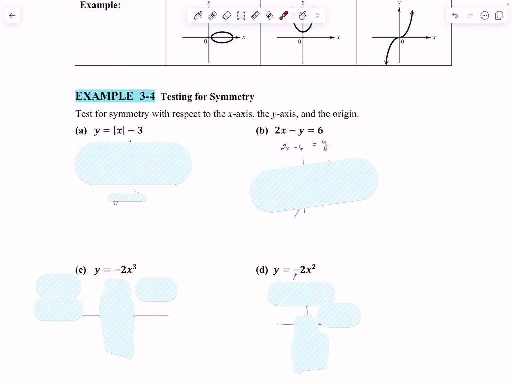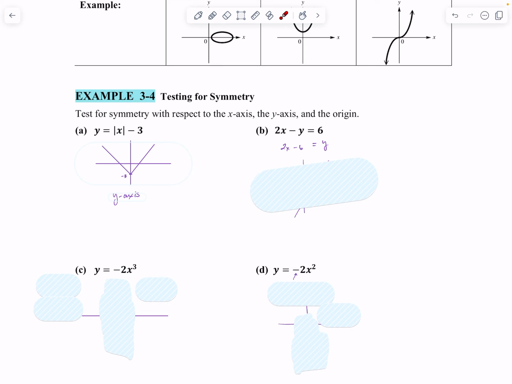Because of our parents, we already know what to graph. So this guy is going to be my absolute value graph, shifted down 3 units. And we would say then that our y-axis is our symmetry, our mirror. So we have symmetry with respect to the y-axis.